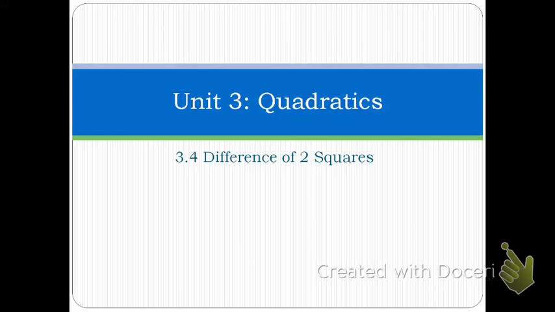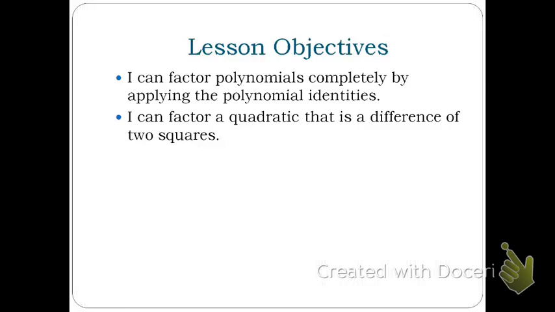This is lesson 3.4, difference of two squares. In the previous lesson you learned how to factor out greatest common factors. In this lesson your objectives are to factor polynomials completely by applying the polynomial identities. You're going to be learning about these, and also that you can factor a quadratic that is a difference of two squares.